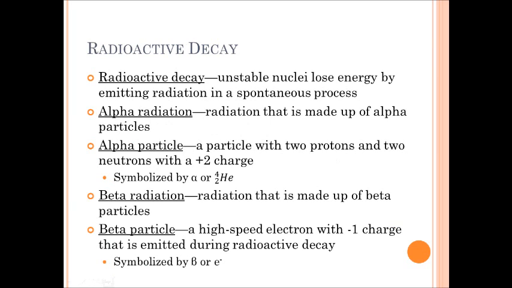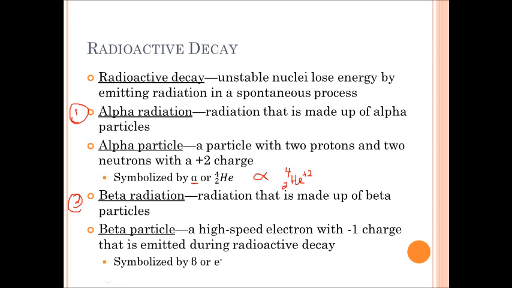Also within the nucleus you can have radioactive decay, and this is where you have unstable nuclei that lose energy by emitting different types of radiation. And there's 3 types of radiation. The first is alpha radiation, and this is where you give off an alpha particle. An alpha particle is either symbolized by the alpha symbol, which is shown here, or the one I just drew, or basically it's a helium nucleus. It has 2 protons, 2 neutrons with a +2 charge.